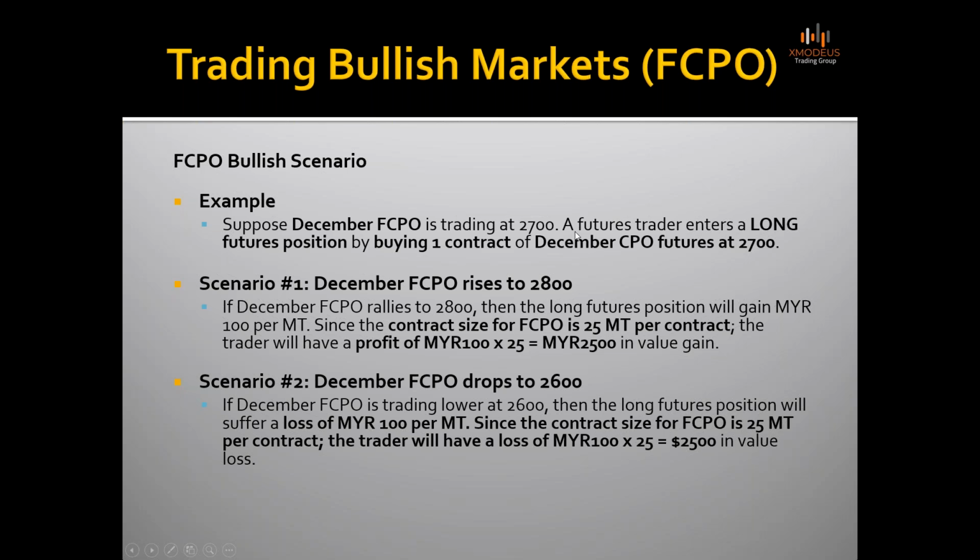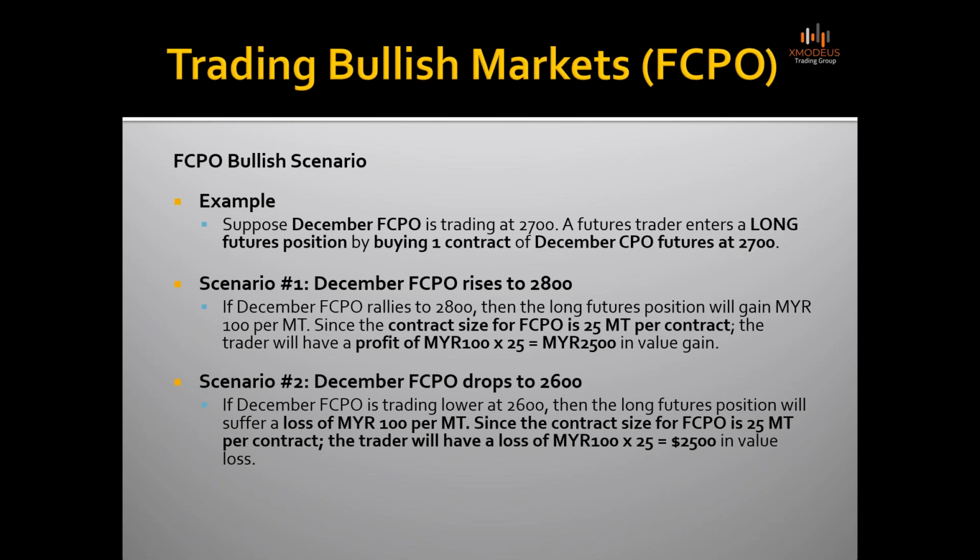That means that you have the view that the market is going up, and so you buy one contract of December futures at 2007. Now, there are two scenarios that can happen. The first scenario, of course, is that you are correct, and FCPO prices go up. So if December FCPO rises to 2008, compared to your entry price of 2007, there is a 100 ringgit gain per metric ton. Since the contract is a 25 metric ton contract, you multiply that by 25, and you get a 2,500 ringgit gain in your account.